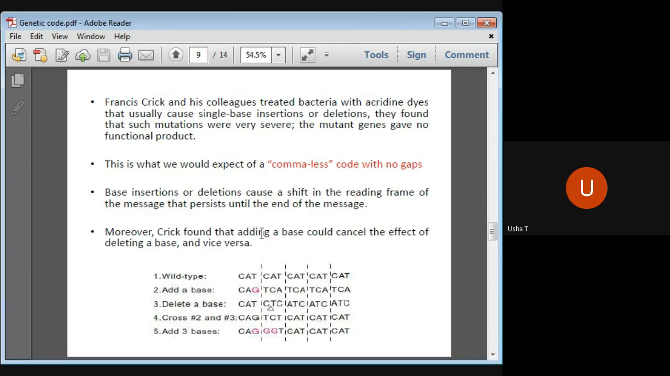Base insertions or deletions cause a shift in the reading frame of the message that persists until the end of the message. So what will happen? One base change will also cause a lot of change in the frame, and hence the function of the product was changed. And Crick found that adding a base could cancel the effect of deleting a base and vice versa. He also did another experiment. So, first deletion and then addition.